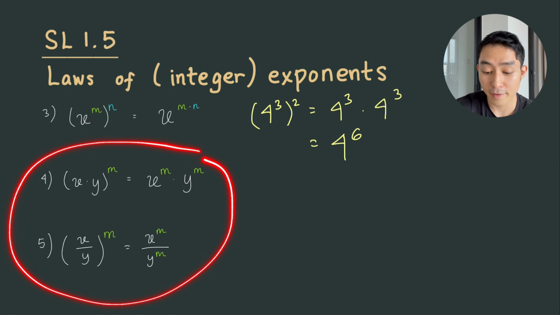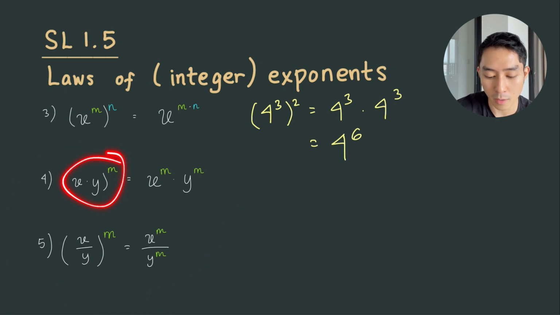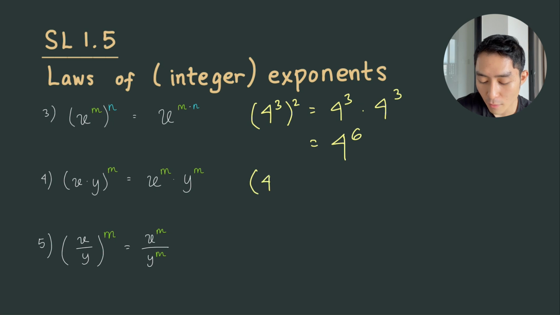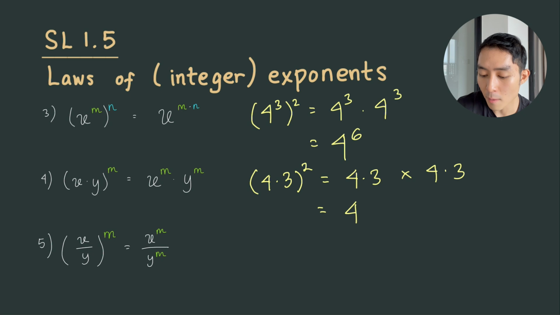On the 4th and 5th, we have power of product rule and we have power of quotient rule. Let's say we have 4 times 3 power 2. This implies that we have 4 times 3 and also we have another 4 times 3. In which case we have 4 power 2 and we have 3 power 2. So you notice that this is the power of the product rule.